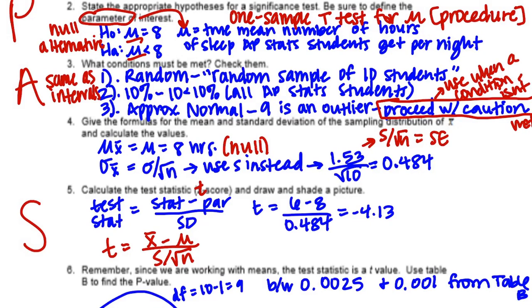So let's erase or cover over that. Remember, because we're estimating two variables, we're estimating the mu and the sigma. And so we don't know either one, and we are estimating with both. We do know the mu from the null, but we're testing the claim about it. So I got negative 4.13.